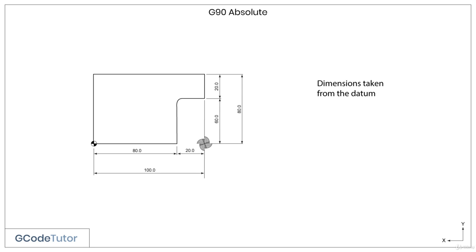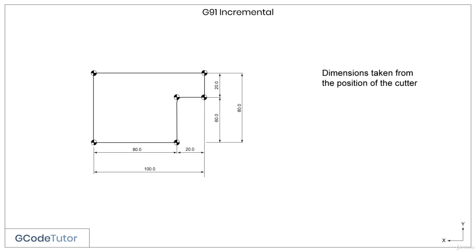In the safety line, I add the G code G90. Now G90 tells the machine we're using the absolute coordinate system. This means we have a fixed datum on the component and all dimensions run from that datum within the program. G91 is an incremental measuring system. This means all the dimensions are taken from the last known position of the cutter.